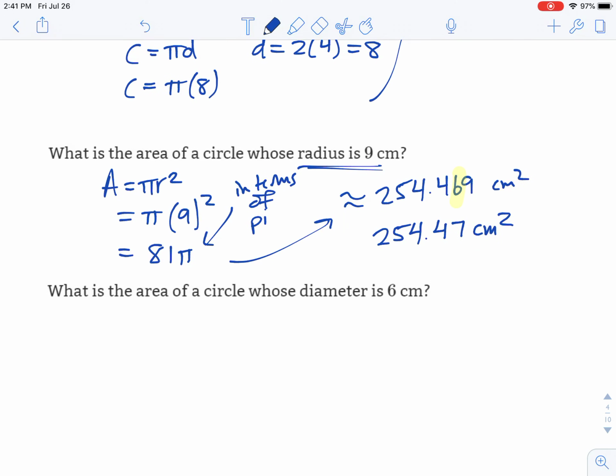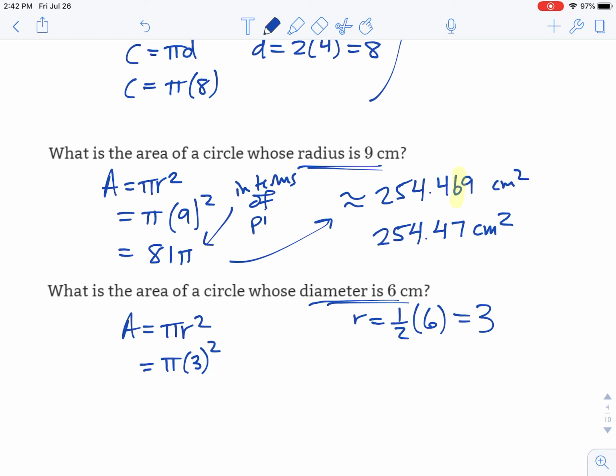For the next one here, very similar, except now we're given the diameter is 6. The area formula has a radius in it, not the diameter. The radius is half of the diameter, so half of 6 would be 3 for the radius. So let me just plug that in. Pi times 3 squared. Well, 3 squared would be 9, so this is 9 pi for in terms of pi.